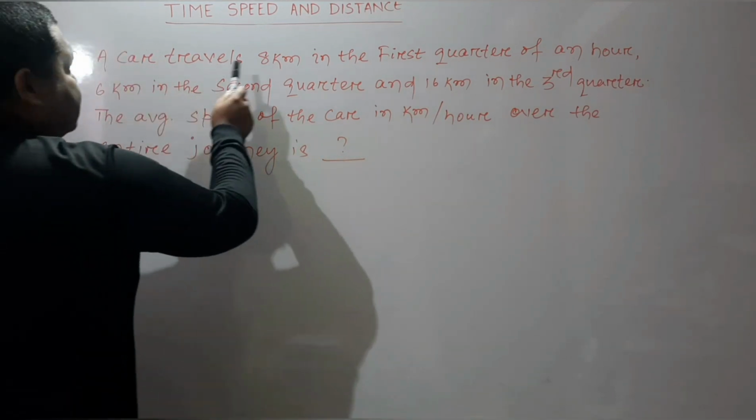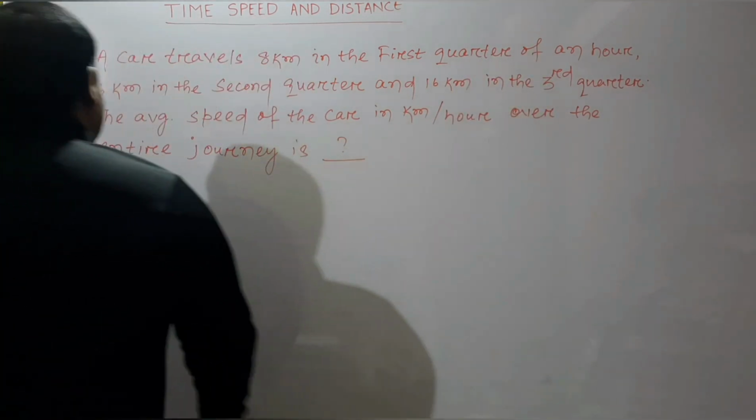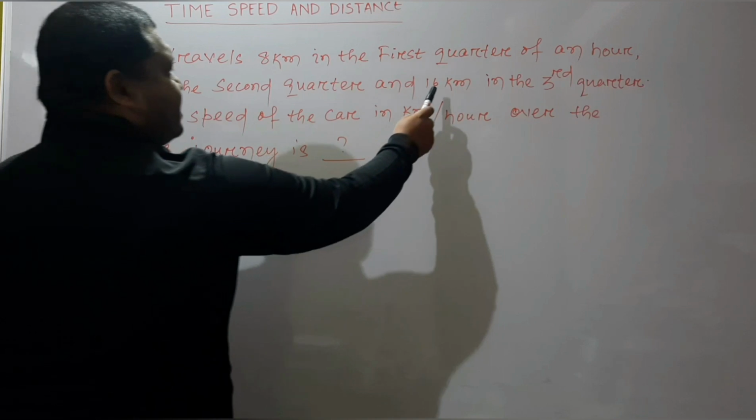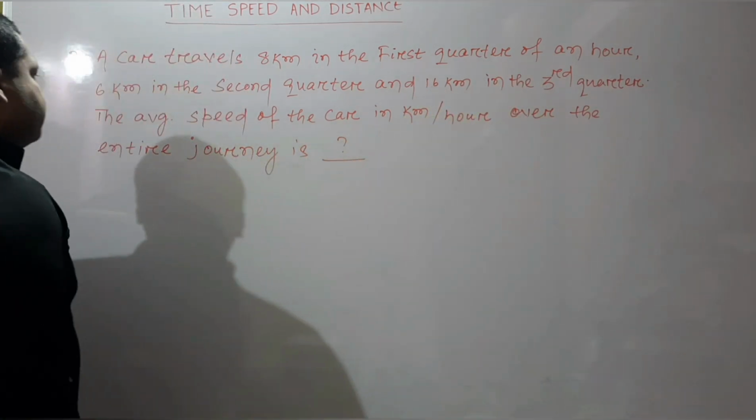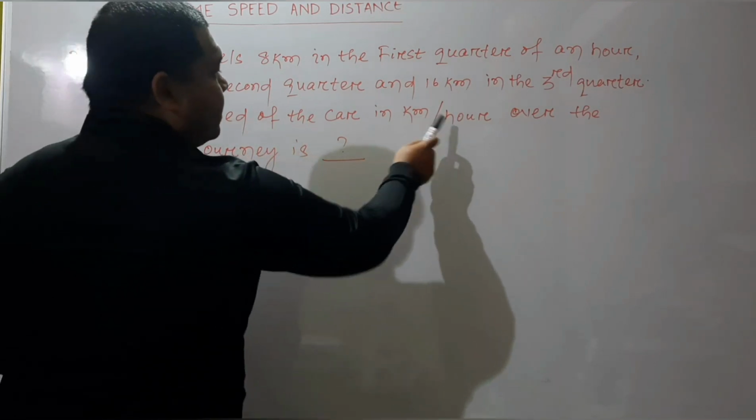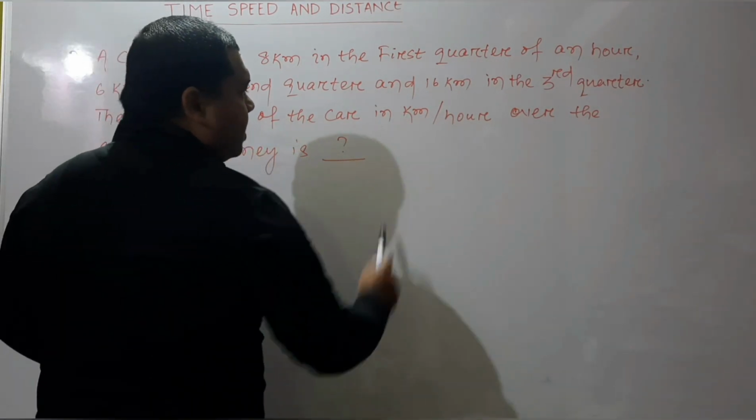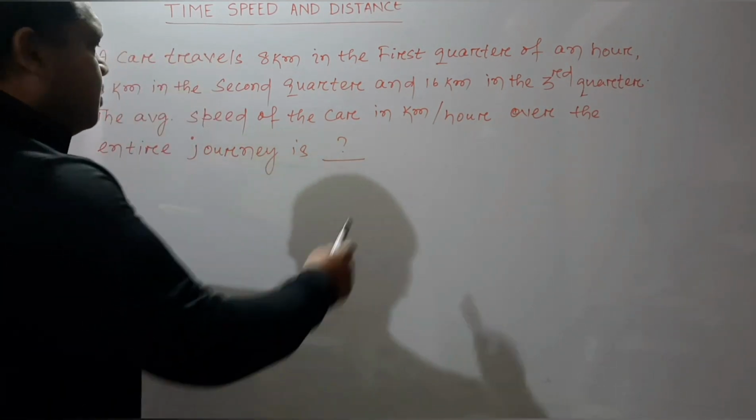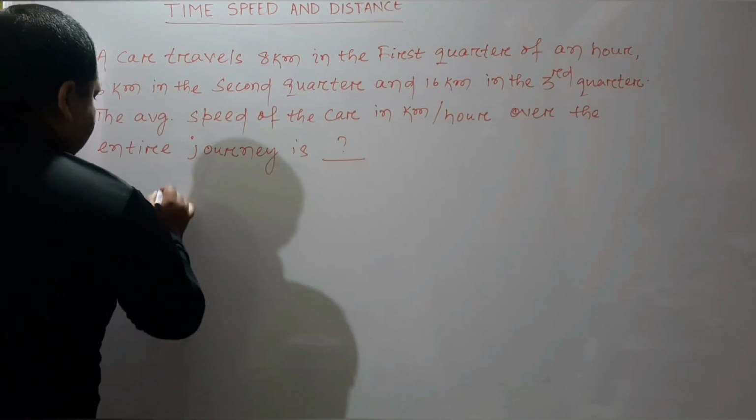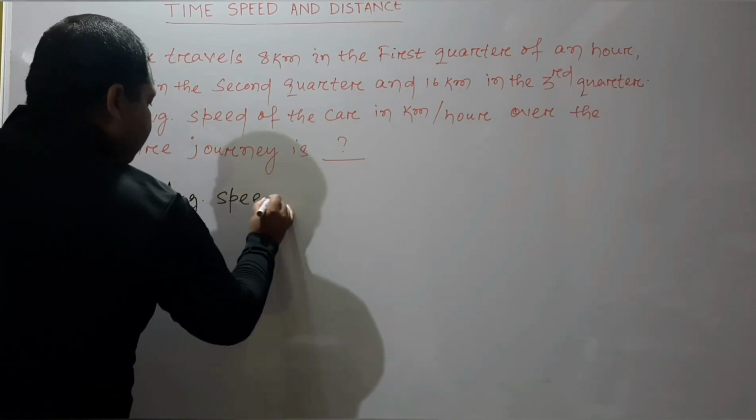Now question number 2. A car travels 8 kilometer in the first quarter of an hour, 6 kilometer in the second quarter, and 16 kilometer in the third quarter. Find the average speed of the car in kilometer per hour. That means you have to calculate the average speed, and the unit is kilometer per hour over the entire journey. So how to find average speed? You know, average speed is total distance traveled divided by total time taken.